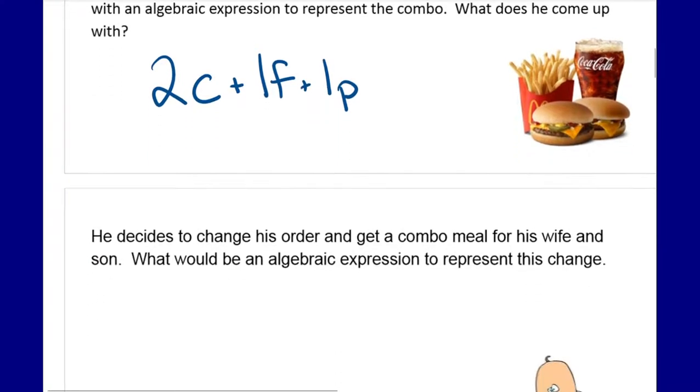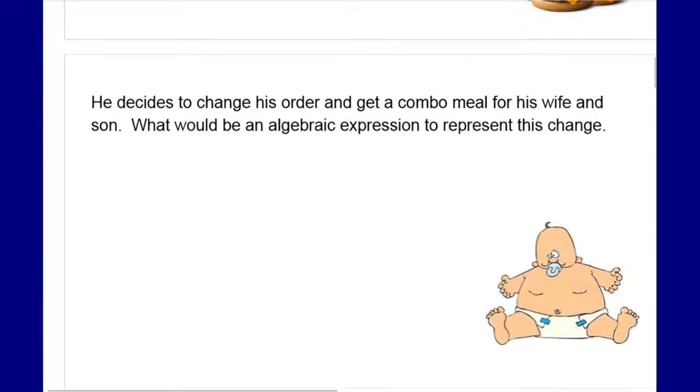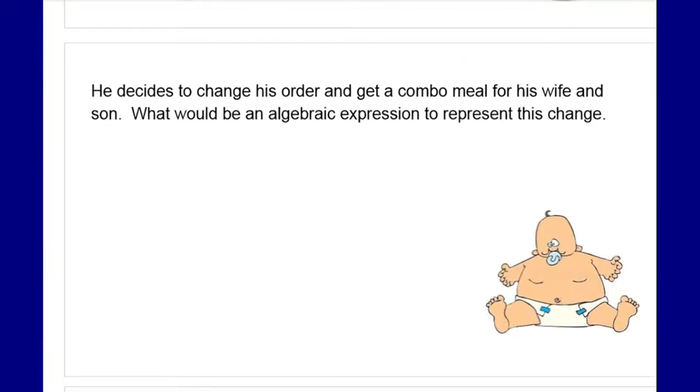So as I'm going through the order, I get a phone call. Oh, everyone at home is hungry, so I need to get a combo meal for my wife and son as well. What would be an algebraic expression to represent this change? Now, there may be multiple ways that you come up with this. You might say, okay, well, I need to have 3 combo meals in total. Well, if I have 3 combo meals, 2 cheeseburgers each, you'd say that's 6 cheeseburgers.